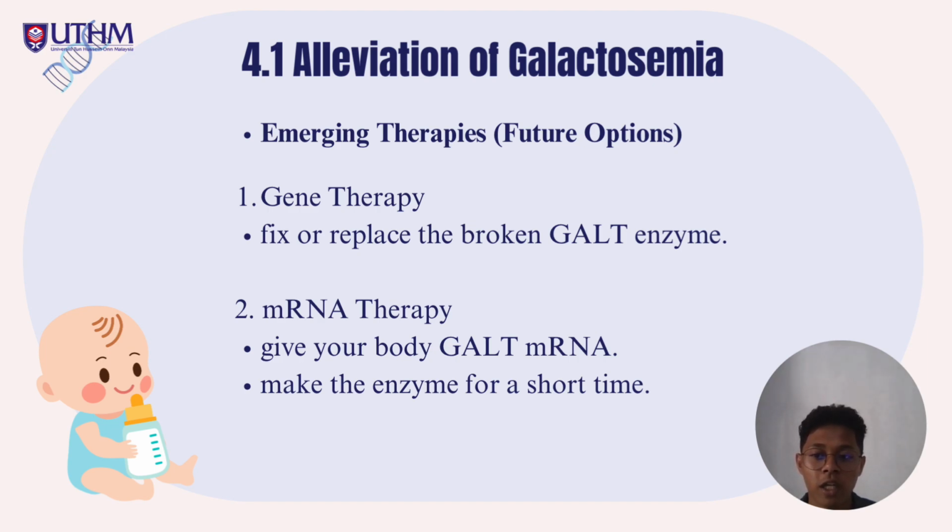So in gene therapy, basically they will add a good copy of the GALT gene to help the body make the right enzyme again, that is the GALT enzyme. Recently it has worked well in animals. The second one is mRNA therapy. This gives the body instructions to make the GALT enzyme, but it needs to be given more than once. So basically it has a period of effectiveness, such as insulin.